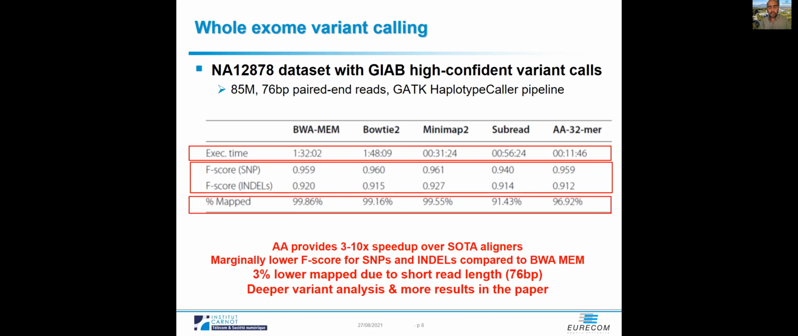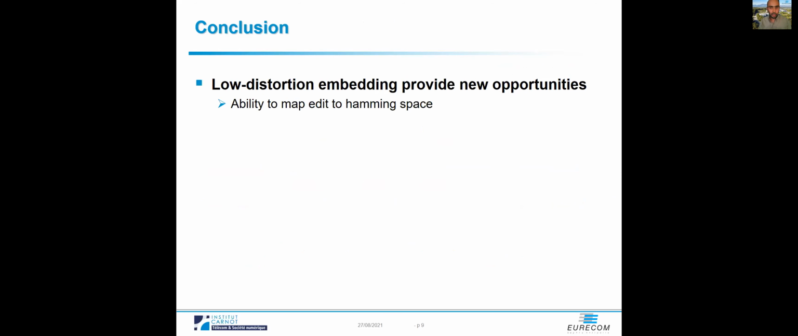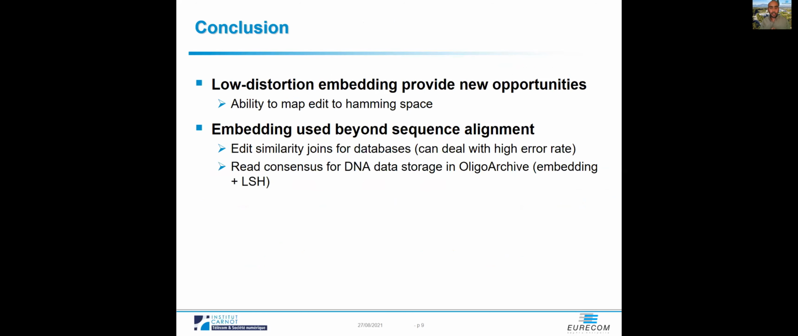There are a lot more results in the paper, and I'm sorry I'm not able to share them here, but I highly encourage you to go and take a look at it. To conclude, low distortion embeddings provide very new, exciting opportunities to map edit to Hamming space. Embedding can be used beyond sequence alignment, and we have actually used embedding in edit similarity joins for databases. More recently in Project OligoArchive, we are using it for achieving read consensus in DNA data storage.